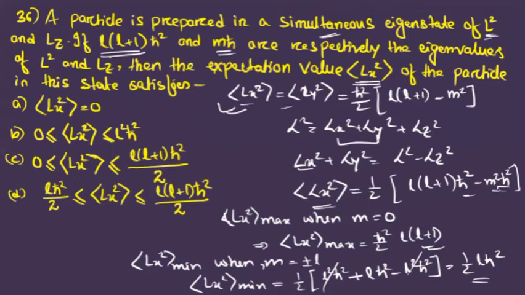That is, Lx square is greater than or equal to L ħ square divided by 2, but less than or equal to L into (L plus 1) ħ square divided by 2. Option D is the correct option. Clear? Now we will see the next question.